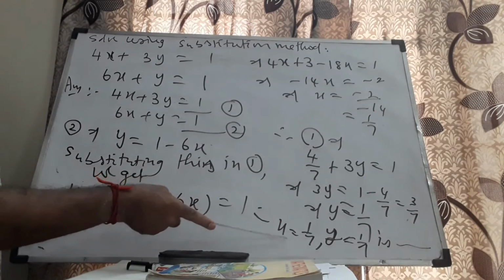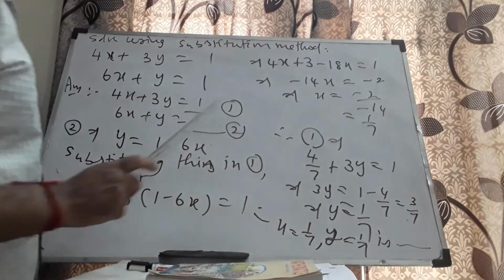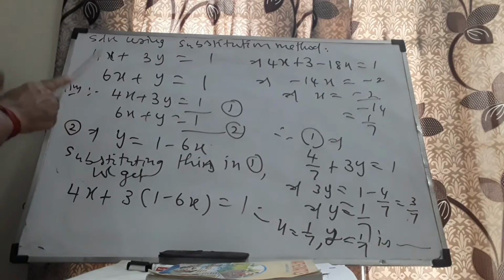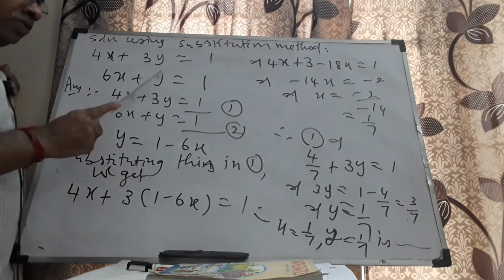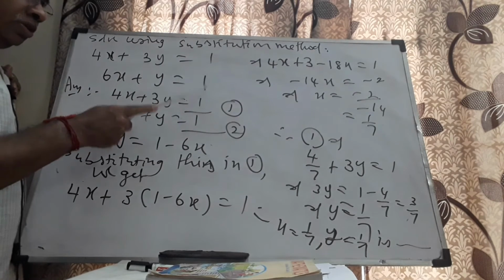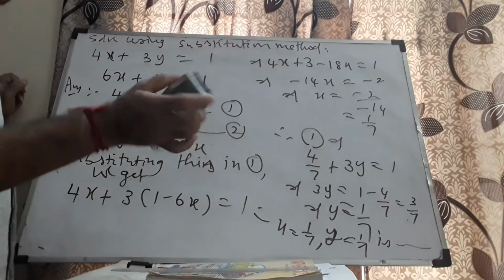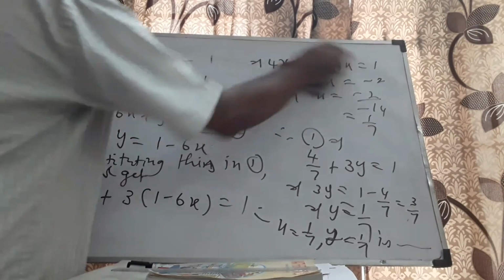Now x equal to 1 by 7, y is equal to 1 by 7 is the required solution. You can just check: 4 by 7 plus 3 by 7 is 1, 6 by 7 plus 1 by 7 is 1. Okay, I think it is clear.